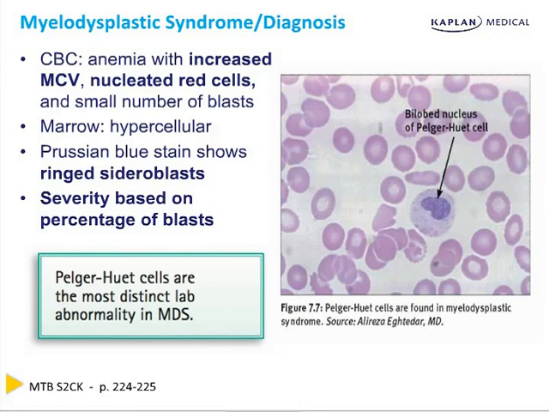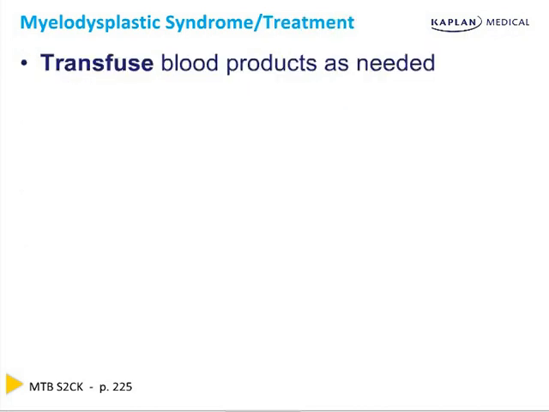But there's much more of a presentation as a whole, saying older person, pancytopenia, but a high MCV. You know what? The B12 and folate level is normal. If there's a Prussian blue showing ring sideroblasts, or there's a few number of blasts, that will help you establish the diagnosis. The best initial therapy is to transfuse blood products as needed.